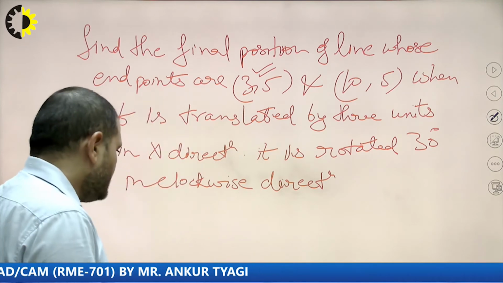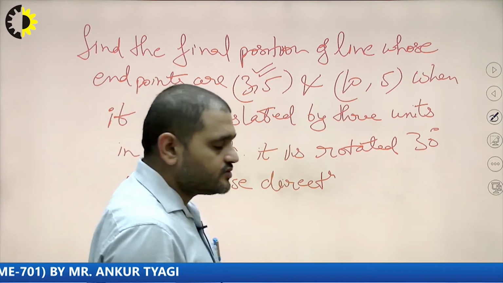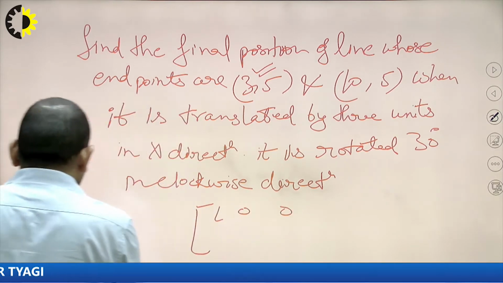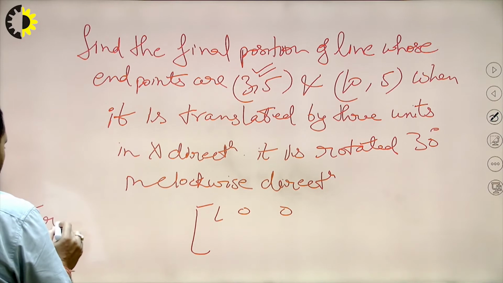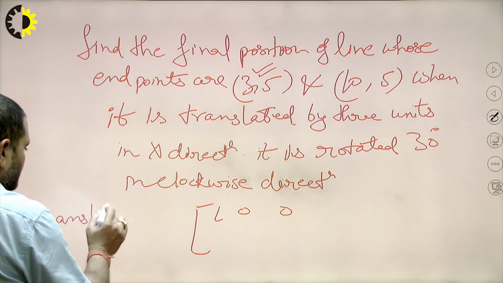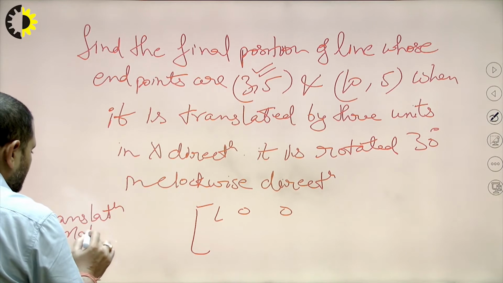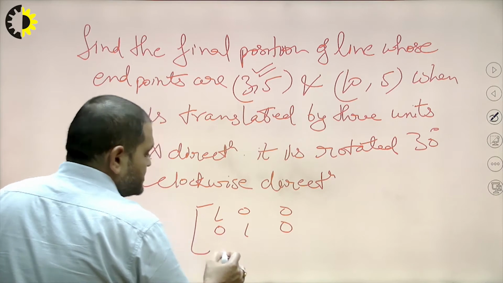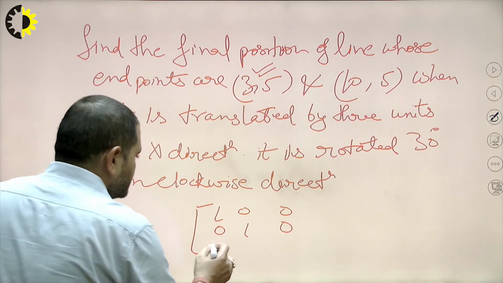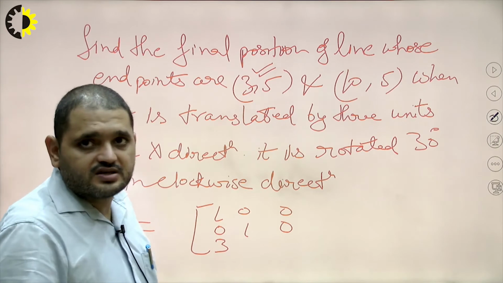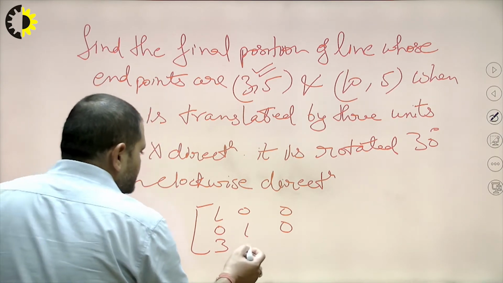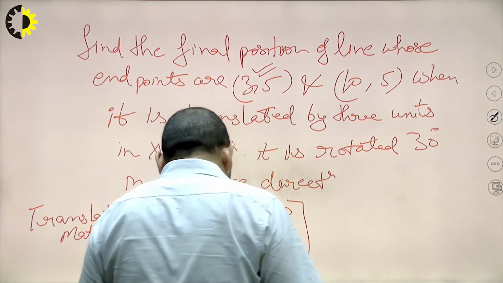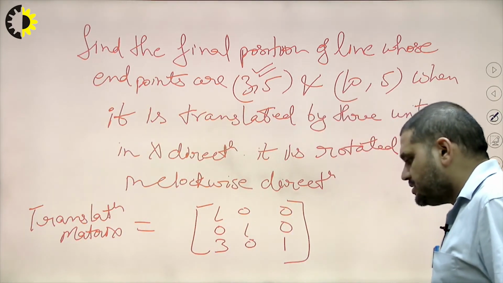So obviously we know what the matrix for translation will be. The translation matrix will be equal to 1 0 0, 0 1 0, Tx Ty 1. Here Tx is given as 3, and Ty is 0, since there is no translation in the y direction. So this will be the translation matrix. I think I have already discussed this.